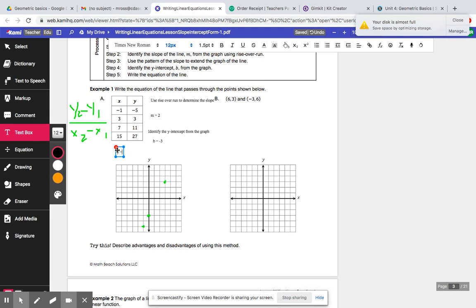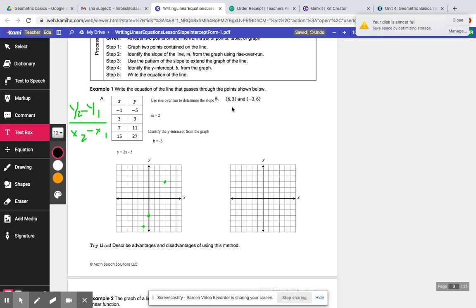We just write y equals, and that's always going to be there. 2 is going to replace m, x minus 3. Notice how all I did was replace my m and my b with the corresponding numbers, and I kept y and x in the exact same location.